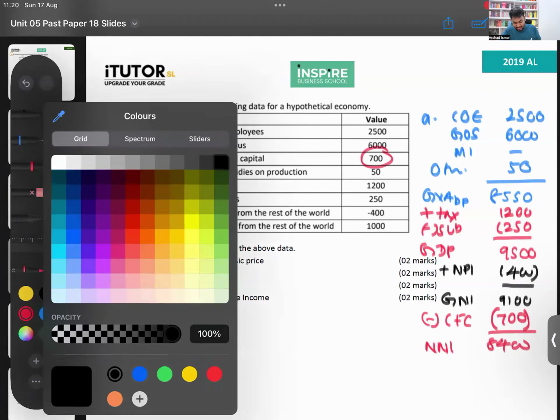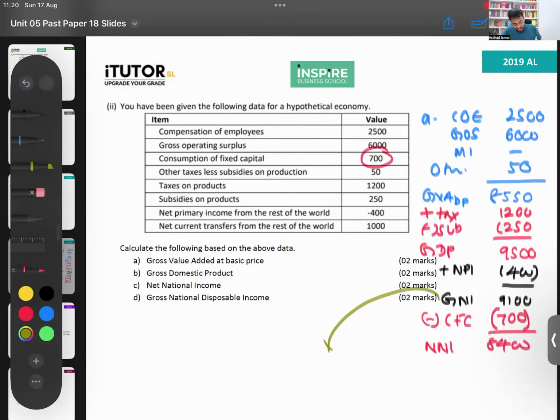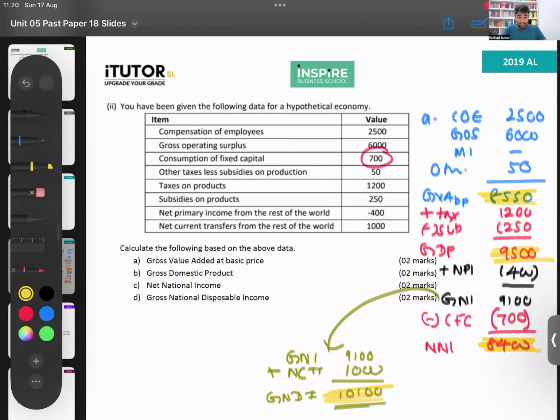How do you go to gross national disposable income? You have gross national income. GNI is 9,100. For this, if you add net current transfers or net secondary income, you get gross national disposable income. That is 10,100. So your answers are GVA is 8,550, GDP is 9,500, NNI is 8,400. This is 10,100. Those are your 4 answers.